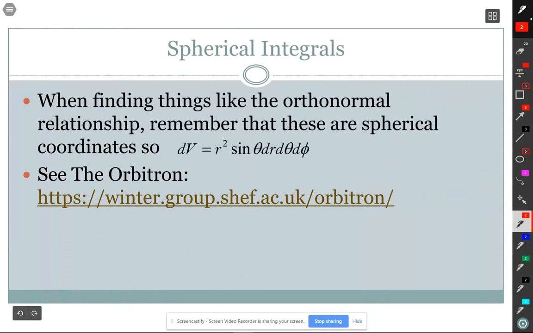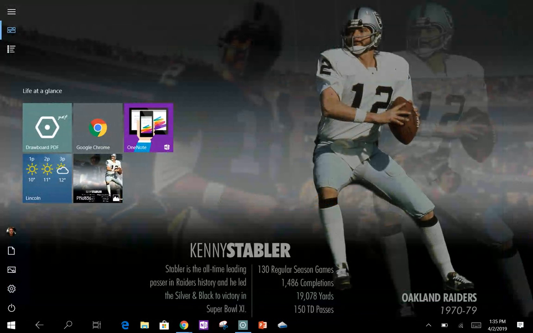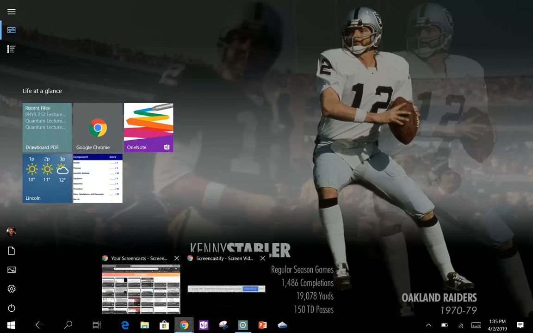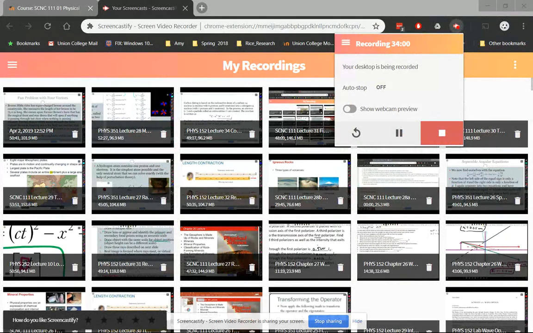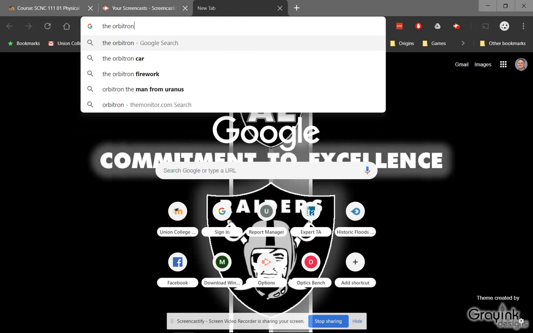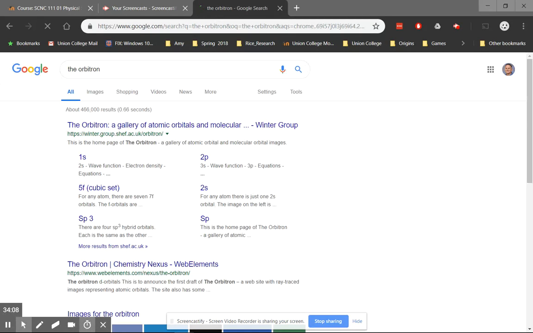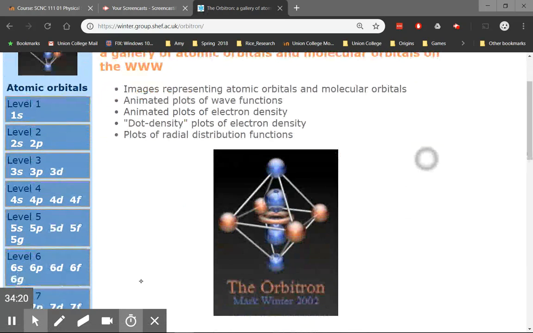Now I want to look at, for the rest of our time period, this website, which of course I don't have open, the Orbitron. Have you guys ever looked at the Orbitron? No. Well, you should. So I had this open for class yesterday, but of course I didn't get it open for class today because I forgot. This here is a website that shows us what the outcome is of the calculations that we have just finished perusing.